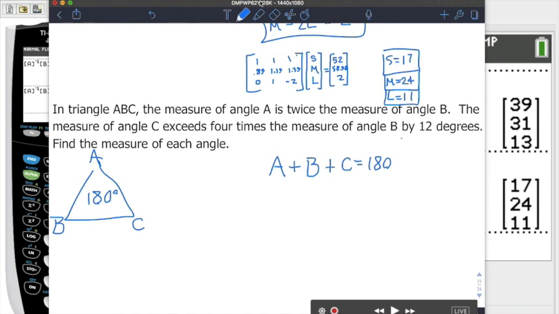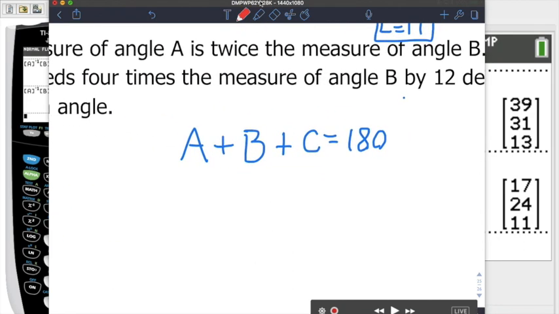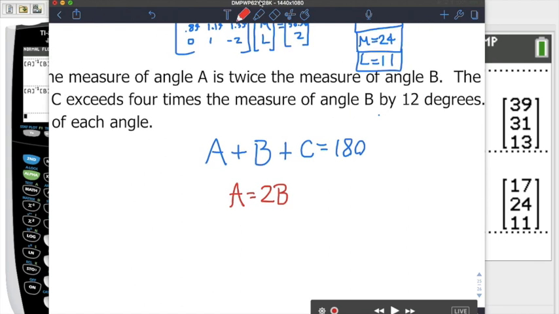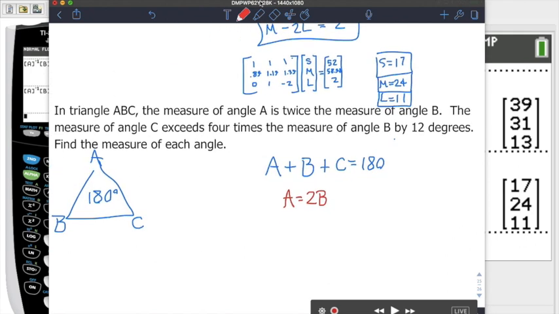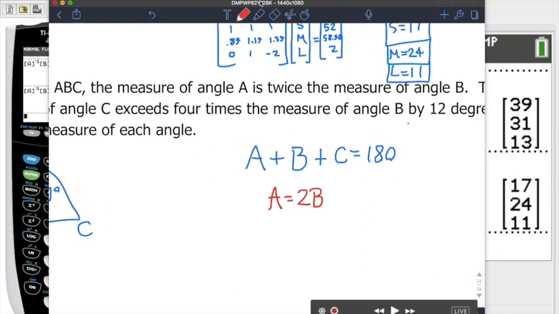Okay, the measure of angle A is twice the measure of angle B. Be careful, a lot of people want to do 2A equals B, but angle A is the bigger one, and to get angle A, you need to do 2 times B. So 2B equals A. Some people might write it as 1/2 A equals B. You could do that, but I like A equals 2B. So A is twice B.